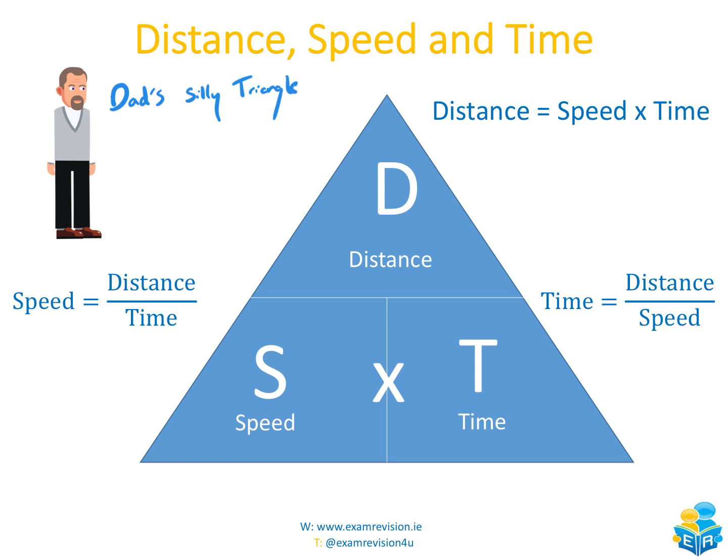So very like the MDV triangle, if you want to calculate distance, cover distance, and we're left with speed multiplied by time. If you want to calculate speed, we will cover speed, and we'd be left with distance divided by time. And if you want to calculate time, we will cover time, and we'd be left with distance divided by speed. Okay, so all of that is going to be important for us now when we start to have a look at some calculations. So just remember DST, Dad's silly triangle.